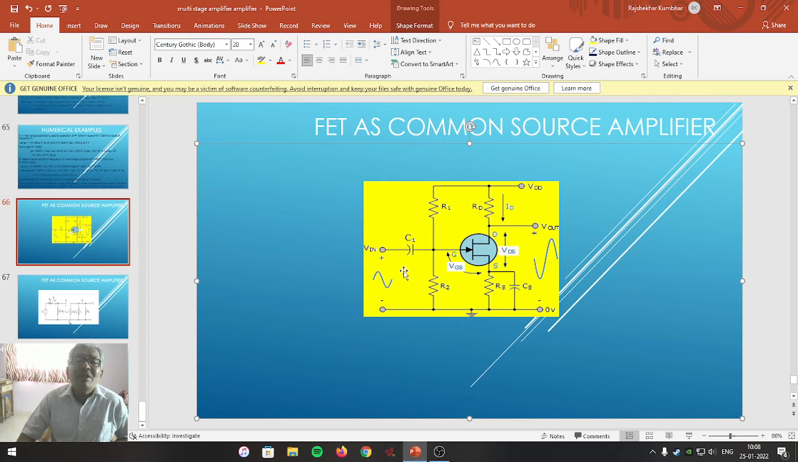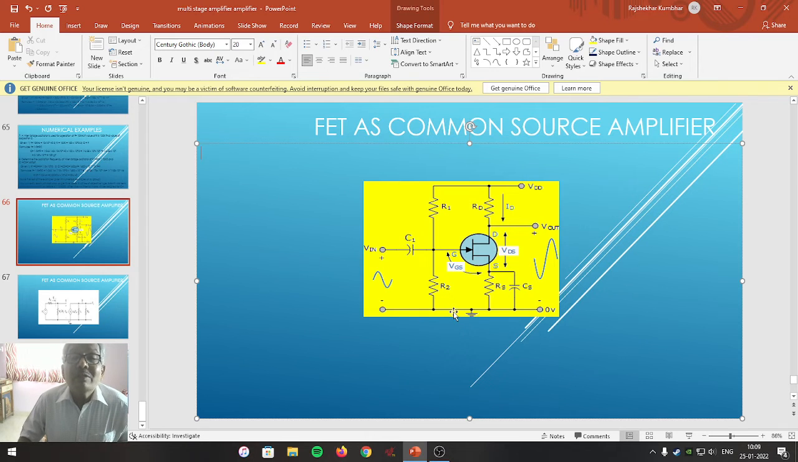The input signal to be amplified is coupled by means of a capacitor C1 to the gate, whereas the output signal is measured by devices like a CRO or any AC voltmeter, or maybe an AC multimeter. It is connected between drain and source. Friends, this is the construction of FET as a common source amplifier. Let us see its working.